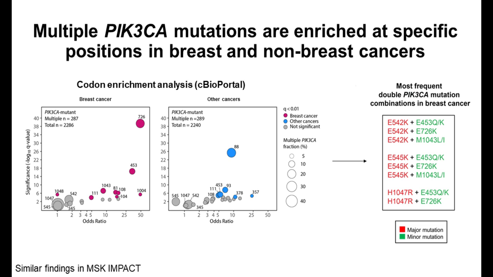A combination of what we term a major mutation, 542, 545, or 1047, combined with a second site mutation rarely found alone in breast cancer, 453, 726, and 1043. And we'll come back to these specific combinations a little bit later.